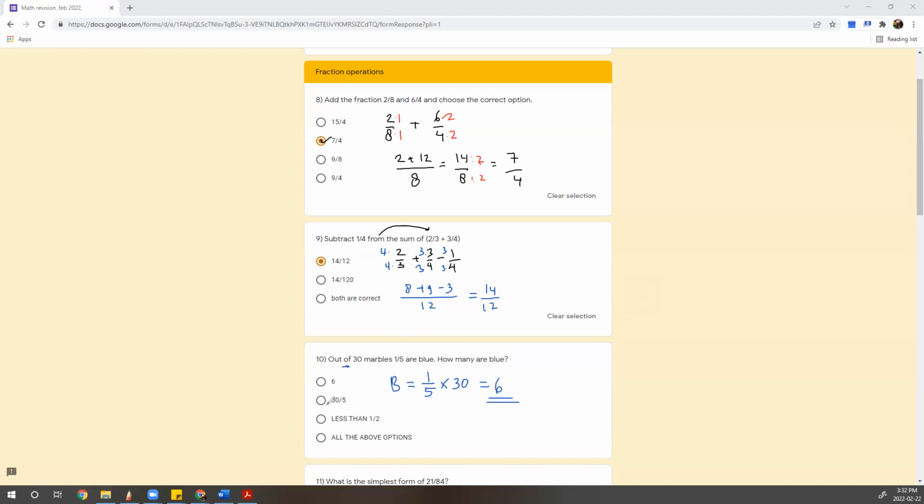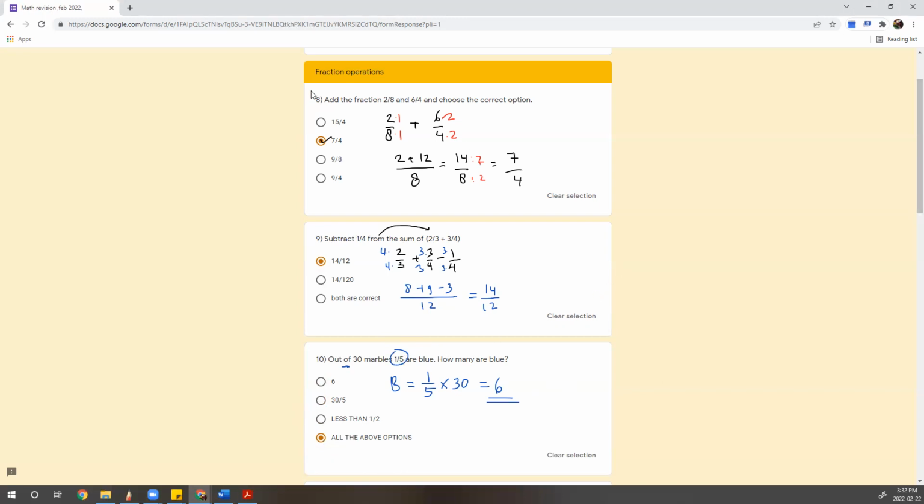It's the same, but it cannot be less than half. Oh, the less than half part. That's right, true, because it's 1 over 5, right? So all of the above options are right. This, and this. So all of the above. 30 over 5 is also 6. 6 is 6 itself. Less than half, yes, because 1 over 5 is less than half.